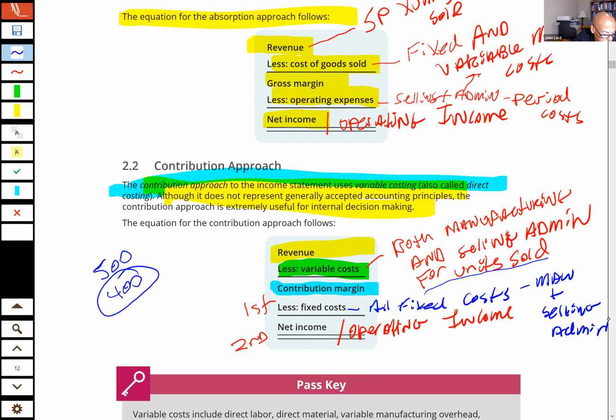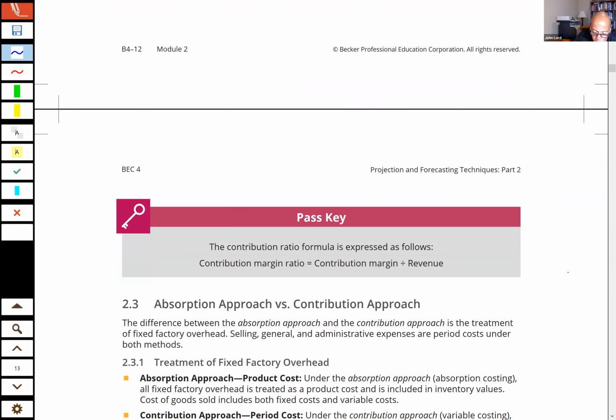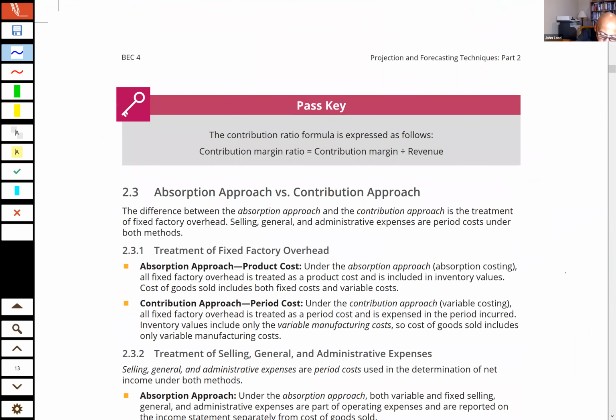Okay, so if you look at the next page and start to look at absorption versus contribution, the difference between the absorption and contribution approach is the treatment of the fixed factory overhead. That's the only thing that's different. Because direct labor and direct material are variable, we are going to take the variable overhead cost as we sell the units under both approaches. It's only when we get to the fixed overhead that we always subtract that under variable costing.